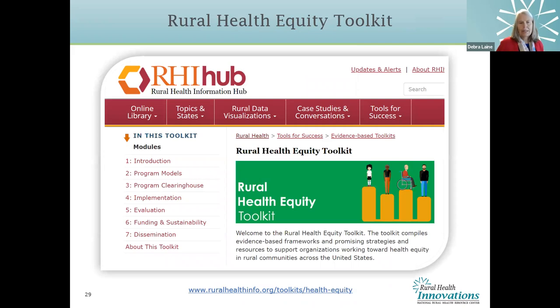The Rural Health Equity Toolkit that is on RHI Hub, or Rural Health Information Hub, is a toolkit compiled of evidence-based frameworks and promising strategies and resources to support organizations working toward health equity like yours across rural America. The modules in this toolkit contain information and resources focused on developing, implementing, then evaluating, and finally sustaining rural programs that focus on health equity.